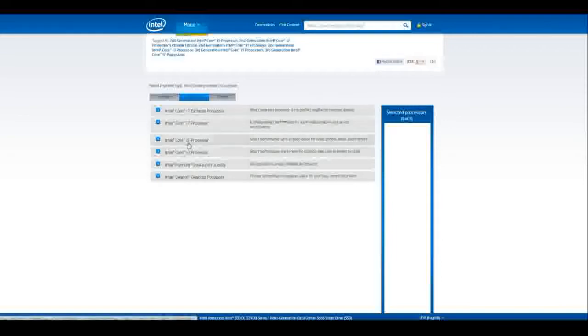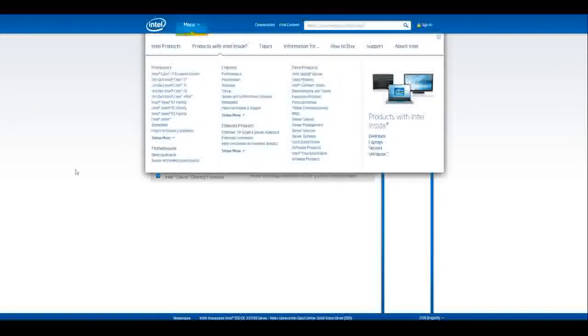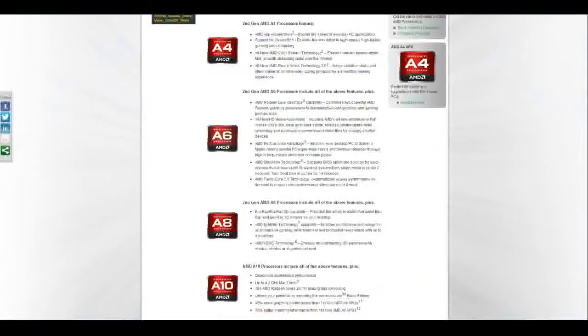i3, i5, i7 is also the level difference. i3 compared with A4, i7 compared with A10. They use i7 and A10, they use much more energy, electricity, but they run much more smoothly and faster. A4 and i3, they run slower, but they use less electricity and power.